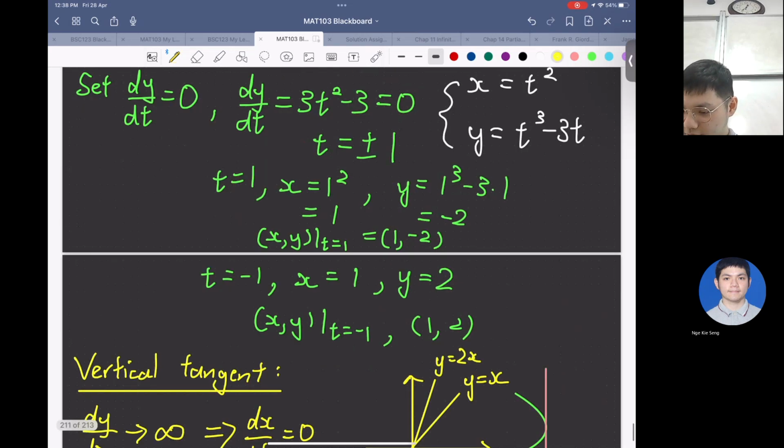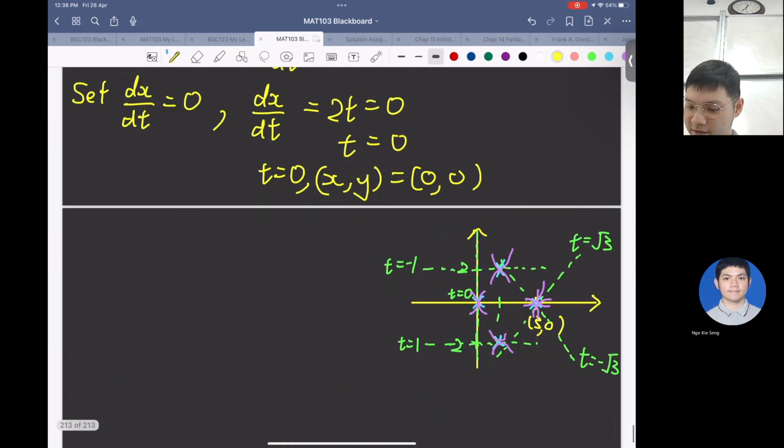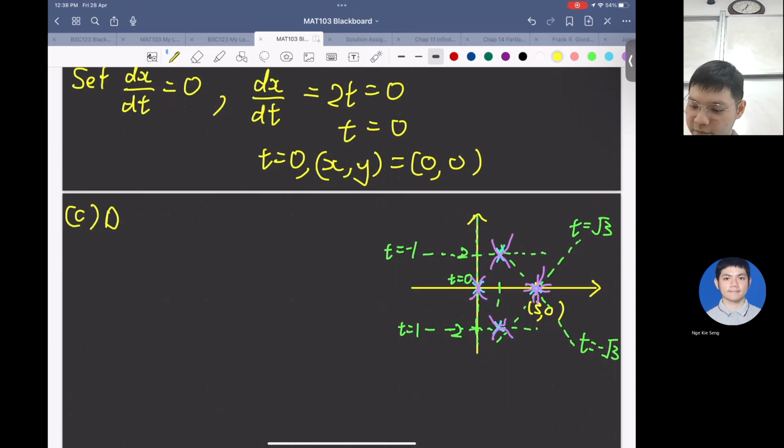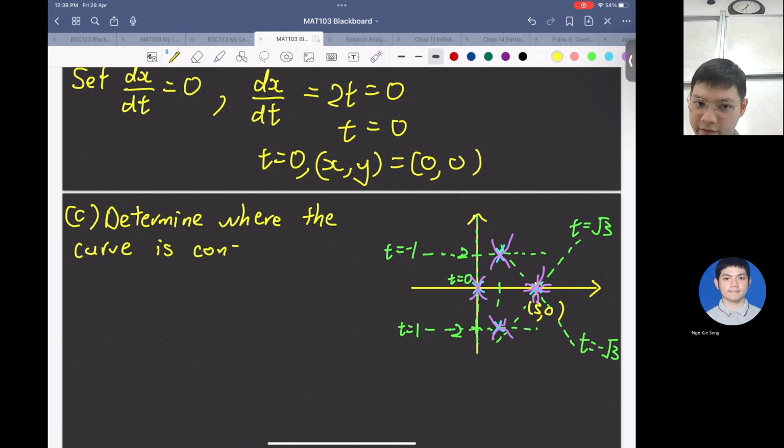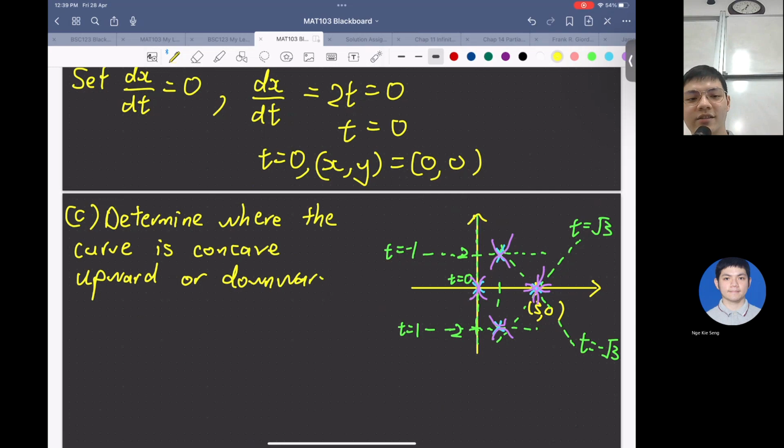Let's do part C. Determine where the curve is concave upward or downward. Anyone still remember concave upward and downward? I'm not sure you guys still remember. Anyone still remember? Okay, so what's the condition you need?